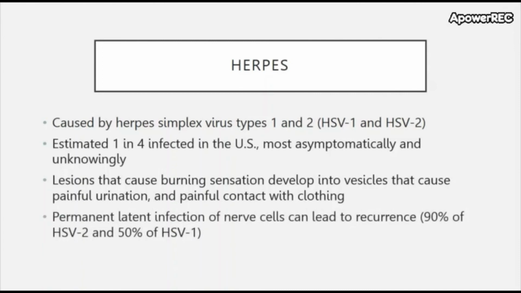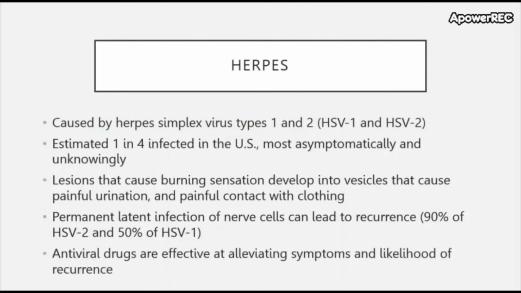It does have a permanent latent infection. If you think back, this is kind of like chickenpox. Chickenpox has a latent infection that can reoccur as shingles. Well, the same can occur with HSV. Recurrence happens in about 90% of people with HSV2 and about 50% of people with HSV1. There are antiviral drugs on the market that do not cure herpes but can alleviate the symptoms and likelihood of recurrence.